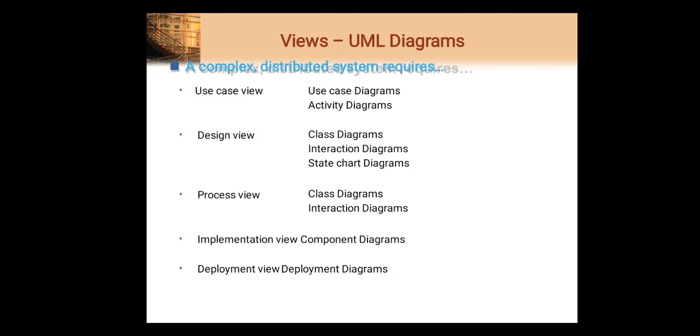But if we are working on a complex distributed system, then all the views require different types of diagrams to represent the different views. Use case diagrams as well as activity diagrams are used to represent the scenario or use case view, whereas design views are represented with the help of class diagrams, interaction diagrams and state chart diagrams. The process view is represented with the help of class and interaction diagrams, whereas the implementation view is represented with the help of component diagrams, that is how the components are interconnected with each other. And then the deployment view is represented by the deployment diagram, which represents the networking between these different components.